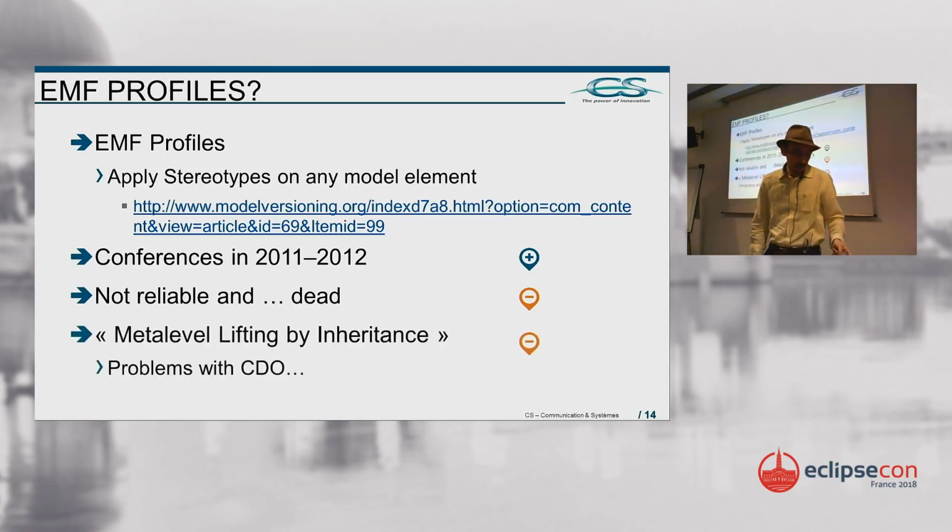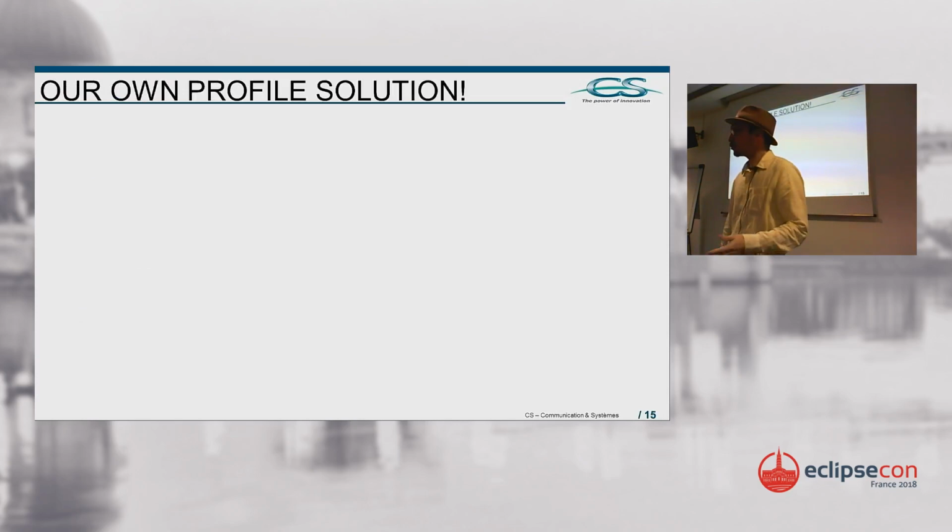Plus, it does the meta-level lifting by inheritance trick. That's a bit too technical to explain. But basically, it's something that will definitely cause problems with CDO, just the same way as UML causes problems with CDO. So we choose to implement our own profile solution.